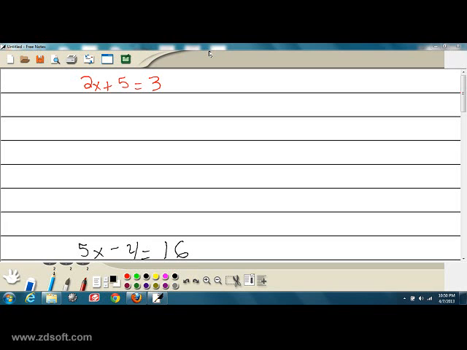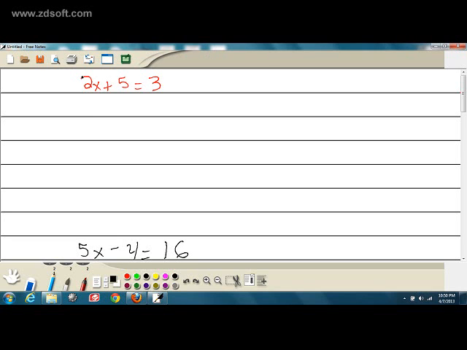Alright, so now this is two-step equations. Two-step equations are pretty much the same thing as one-step equations, except that now you have two steps, right? So first things first: every time you're solving for any variable, it always pays off to look at it first.